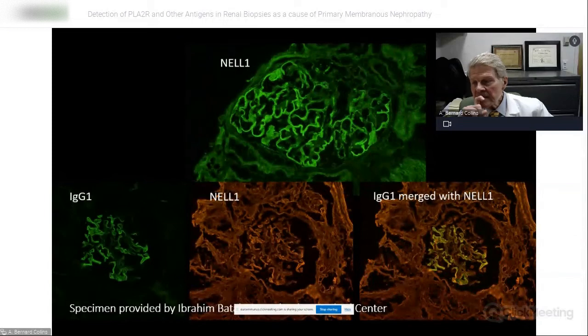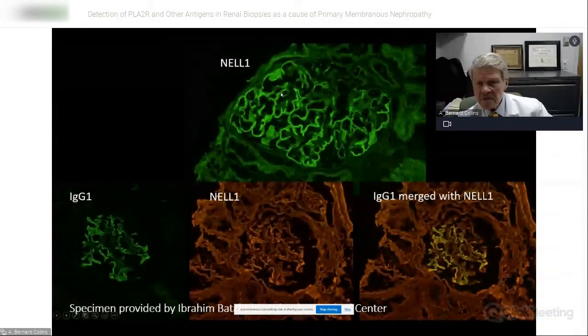This is a second case that was provided to me by a colleague from Columbia, Dr. Ibrahim Batel. This is part of a series of patients that they had published from Columbia. He sent me a positive Nell-1 case. We stained it with our antibody. And what do you recognize that's a little unusual about this staining for the antigen? It's somewhat segmental, called segmental membranous, which is really interesting. You can see there are negative loops of the GBM, and very discrete positive granular staining in other GBMs.